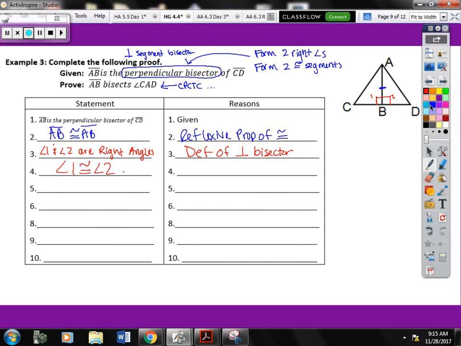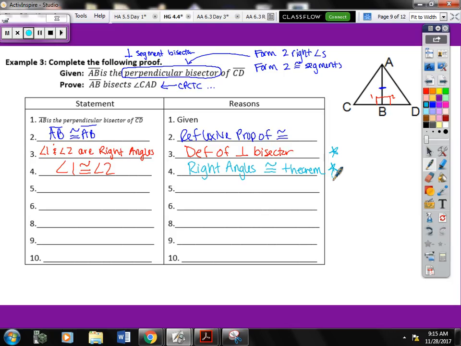Who remembers the shortcut theorem that allows us to say that? Joseph? Good. Our right angles congruency theorem. Okay, you might want to put stars next to those to review, refresh, and memorize those two steps. They have to go together.